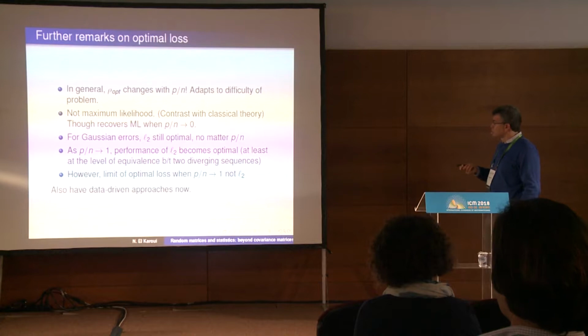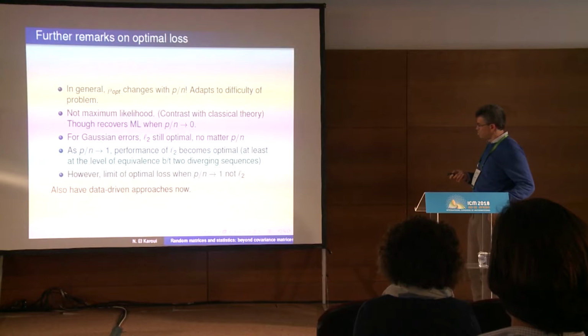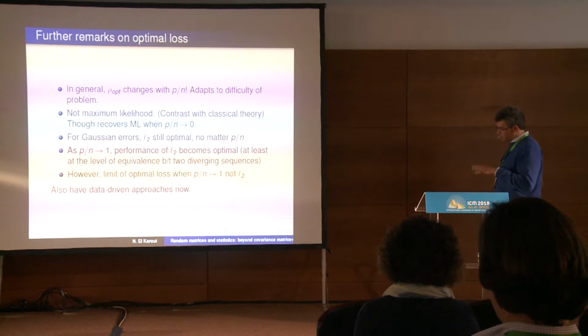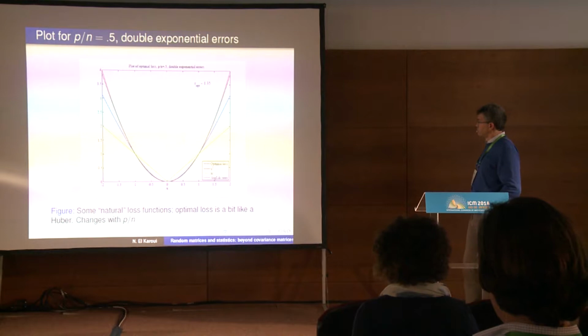For Gaussian errors, L2 is still optimal, and as p over n goes to 1, the performance of L2 becomes optimal. Again, this is tied to the geometry of the design. Though the limit when p over n goes to 1 of the optimal loss is not L2. You can also approximate this with data-driven approaches, though as far as I know, there's no clean theory.